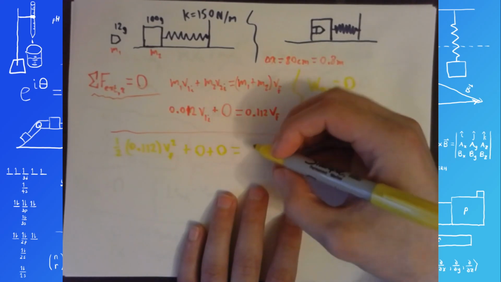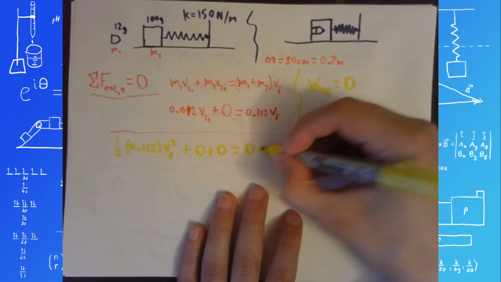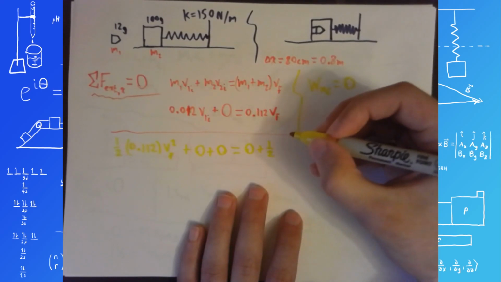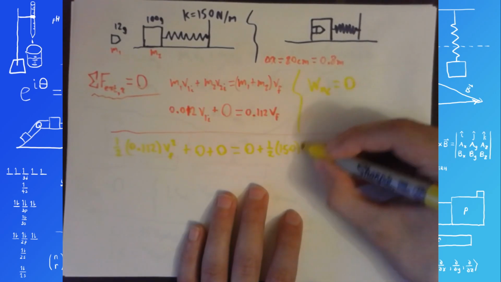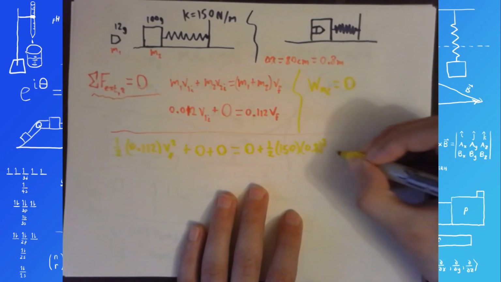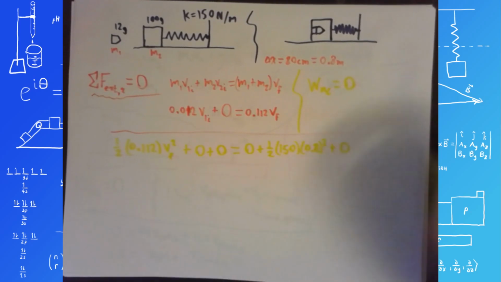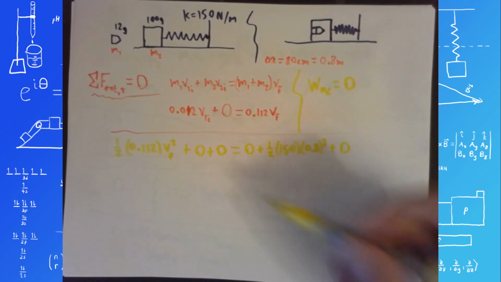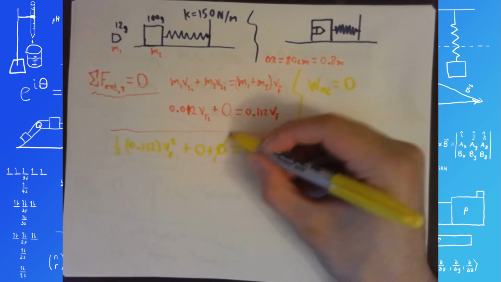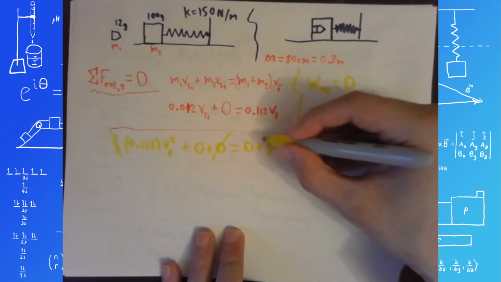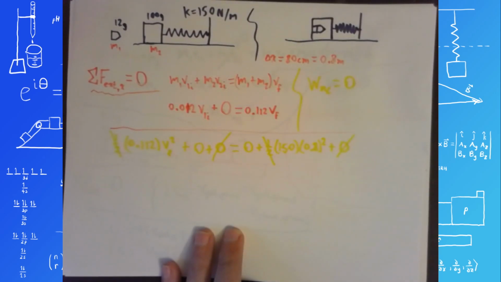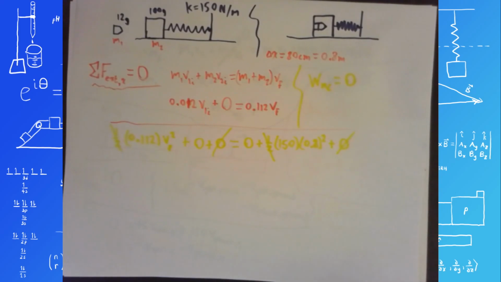Equals, on the right hand side, 0 kinetic energy plus 1/2 kx squared. So 1/2 times 150 times 0.8 squared, plus, again, I've set the potential energy on this table to 0, but whatever you set it to, it'll be the same on both sides, and it'll cancel out anyway. Let's see, the halves cancel out, which is good because we don't have to deal with the fractions. Divide by 0.112 and we're good to go. Oh, and take the square root, of course.